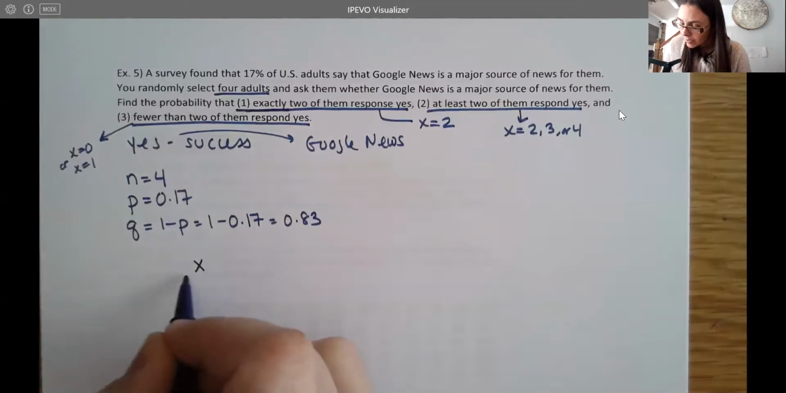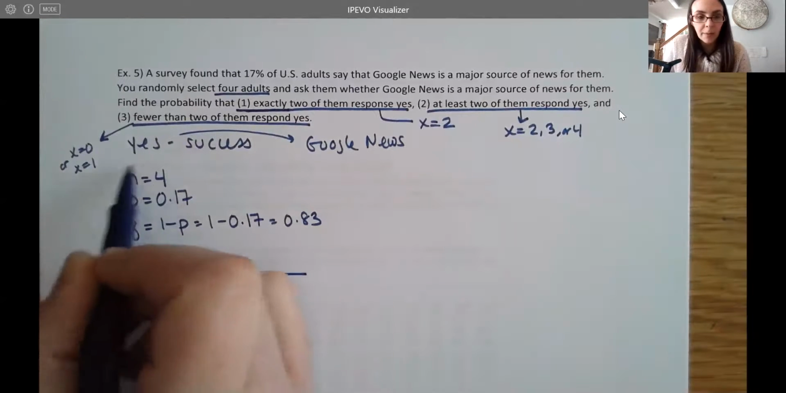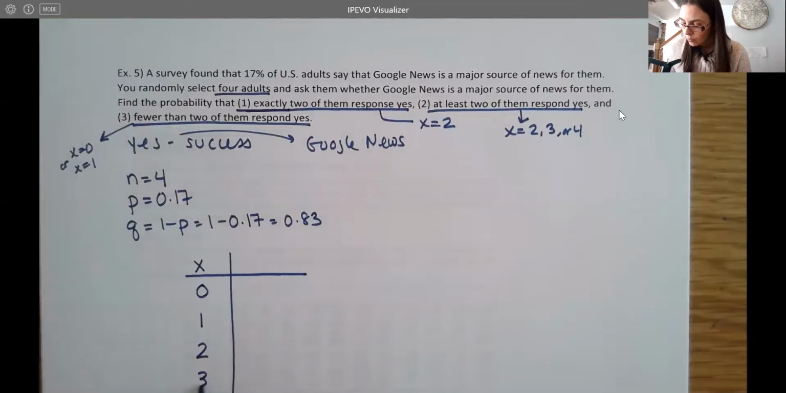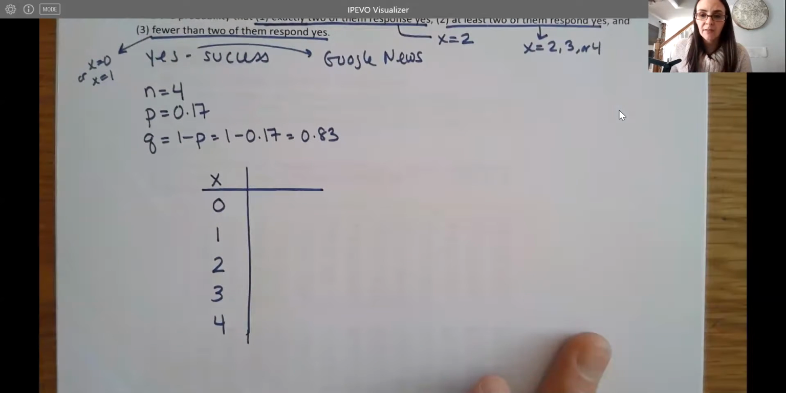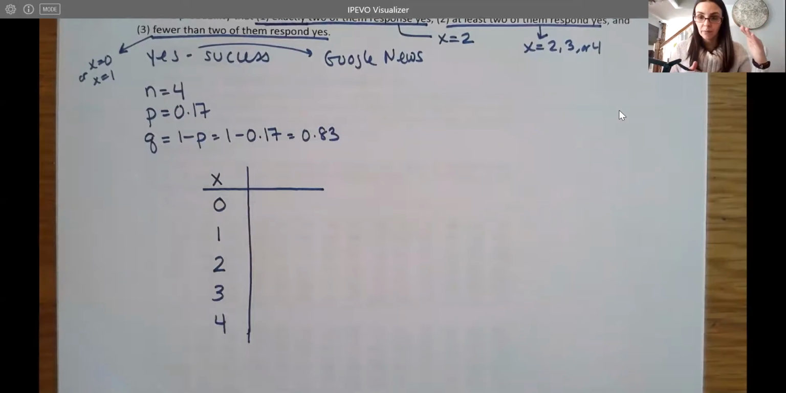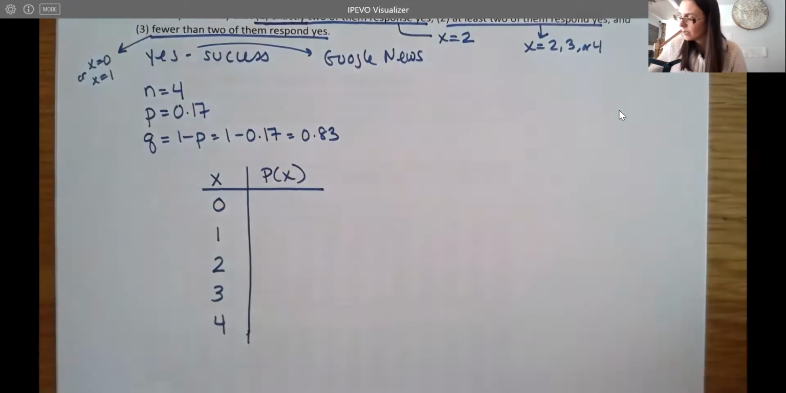So before I do that, I'm going to set up my table. Now X is our number of successes, and I have up to 4. So I have 0 successes, 1, 2, 3, and 4. Don't forget 0 when you're talking about successes. So it is possible that you have 0 people who said they use Google News. So whatever your N is, you're going up to that value. But again, don't forget that you should be starting at 0 if you're doing the full table, right? If you're not doing the full table, then it's fine. But if you're doing the full table, then we're going to start at 0 here. And then I have my probability. All right, so I'm going to use my calculator again.